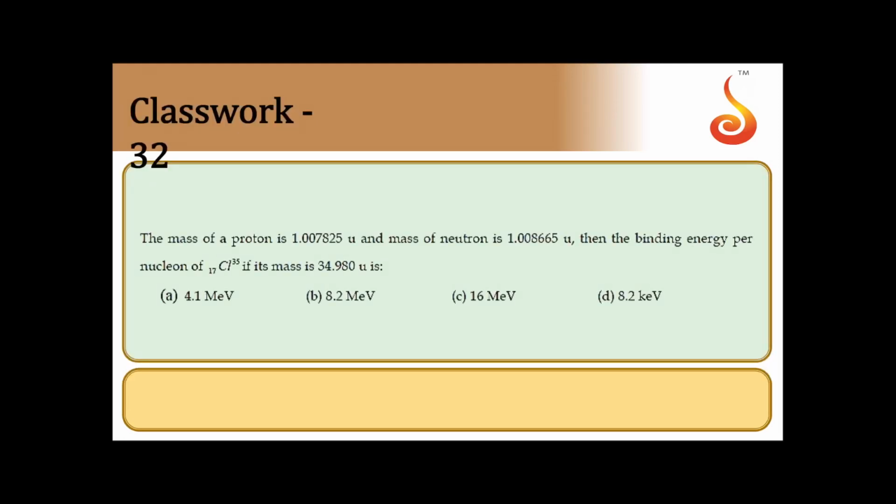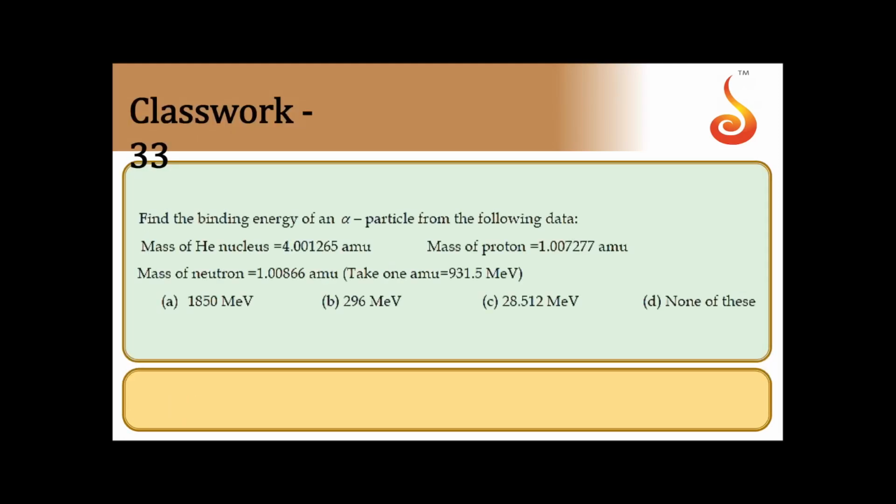Okay, we shall move on to next one. Find the binding energy of alpha particle from the following data. Mass of helium nucleus is 4.001265. Mass of proton is 1.007277. Mass of neutron is 1.00866. Take 1 amu is 931.5 MeV. So you need to find binding energy of alpha particle.